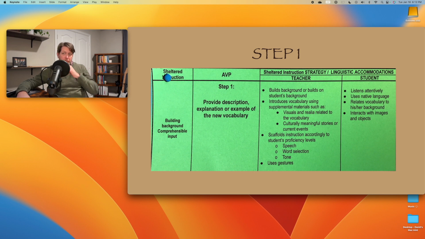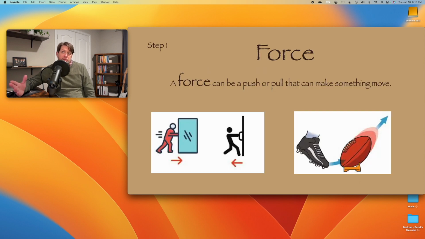All right, so step 1, what are you going to do? Well, this is where we're going to need to start to provide that comprehensible input. All right, so we're going to show the word, like the word force. All right, we're going to provide a description or an explanation, but also show some visuals to go with it. You're basically building background knowledge. Who has heard of the word force before? What is a force? You're trying to get the students thinking about what experiences they may or may not have had with this word, and then showing them visuals. So I might do this. This might be something I would show the students, and we would read it together.